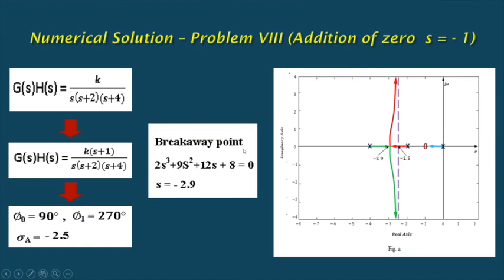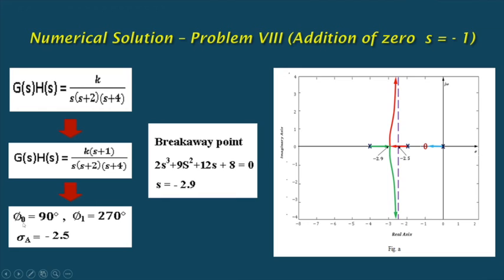Taking characteristic equation, then from this equation dK by ds equal to 0, then we get 2s cube plus 9s square plus 12s plus 8 equal to 0. Then find only one root. This is present in the root locus on the real axis. This point is minus 2.9, this point.